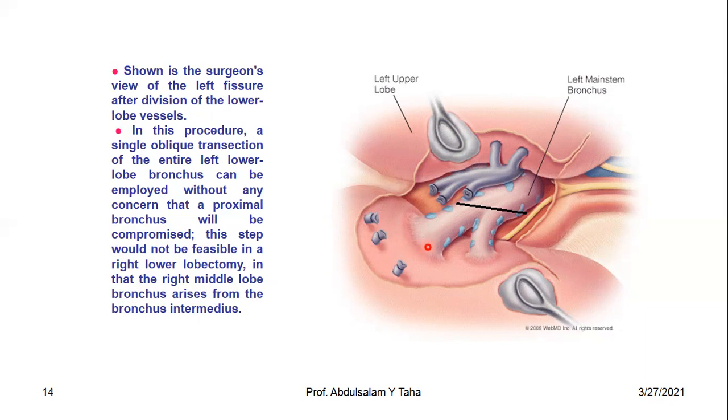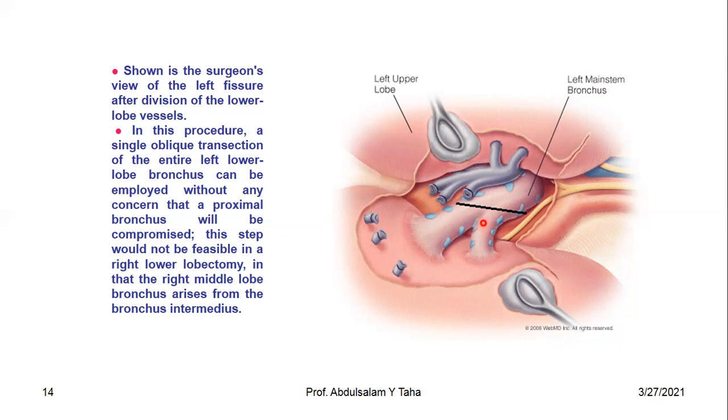Well, there are 2 methods of dividing the bronchi of the left lower lobe. One method is to divide the bronchus in one session, like that oblique line of bronchial division. And the second method is to divide the superior segmental bronchus and the basilar segmental bronchi in a separate way.